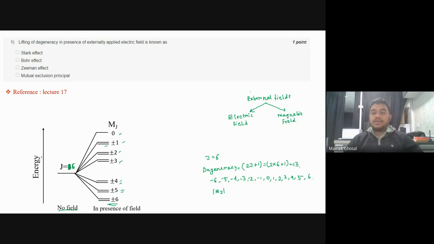Okay. So when you are applying some field, generally these two kinds of fields will be there. It could be either electric field or magnetic field. In both cases, whether it is electric field or magnetic field, you will see the splitting of these levels, and the degeneracy is broken in both cases. If the degeneracy of this rotational level is broken by electric field, this is known as Stark effect.